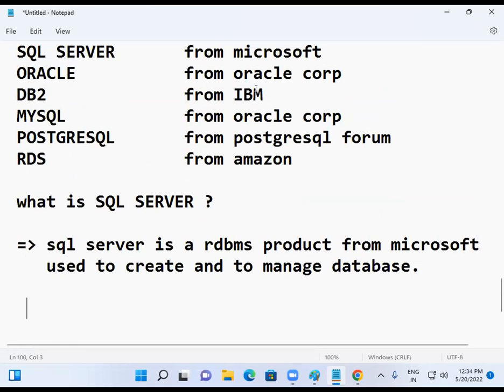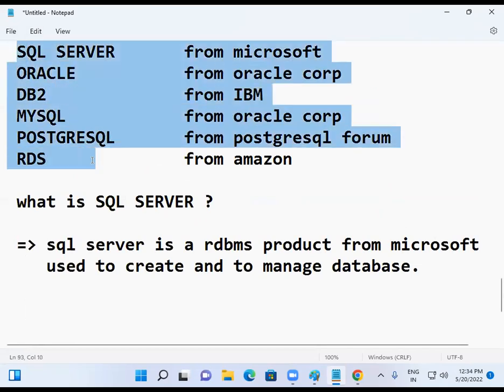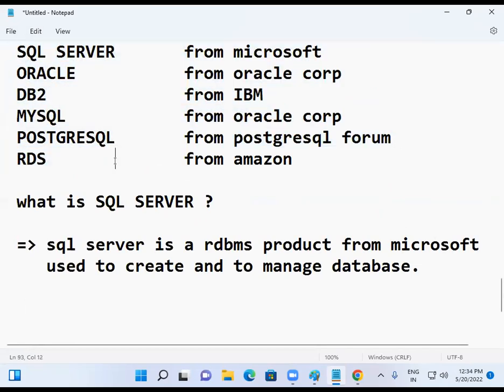Are all these used for the same purpose or different purposes? Oracle and SQL Server are used for the same purpose, but they are from different companies. Java and C# are used for the same purpose: programming languages for developing web applications. Their purpose is the same, object-oriented programming. Here also the purpose is the same. What is the purpose? To maintain the database.